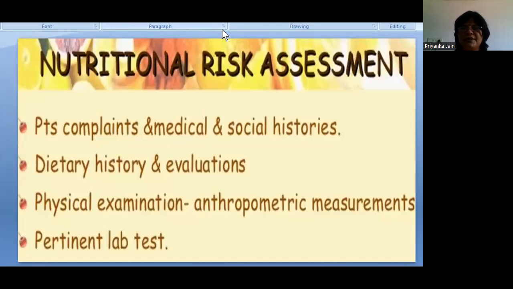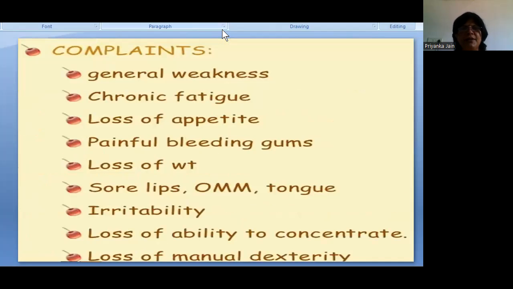Now, what about nutritional assessment? How to assess the nutritional risk? Consider the patient's complaints, and occasionally medical and social histories. We should take a proper dietary history evaluation, and physical examination like anthropometry is very important. Pertinent lab tests, obviously.